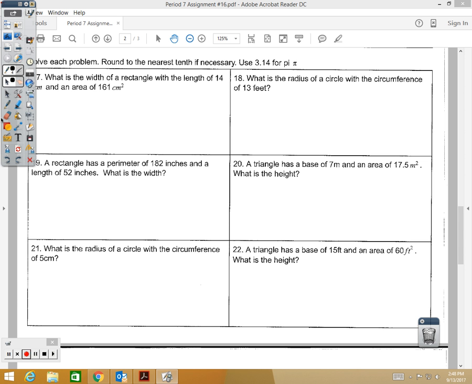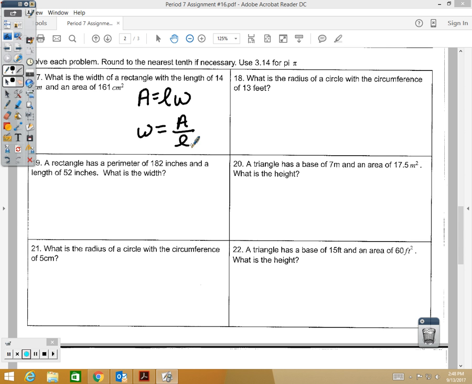For instance, in number 17, they're talking about area of a rectangle. So you're going to need to use A equals length times width. But you're going to need to get the W by itself. If A equals L times W, what does W equal? Wouldn't that be area divided by length? Yeah. So that's the formula you would use then to find the width. Yes? Yep, that's what I was getting ready to do.